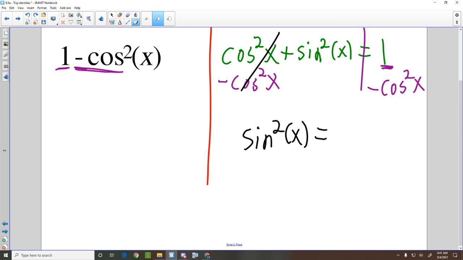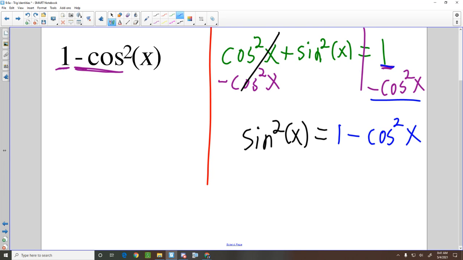Now on the right side, I had a 1, and then I subtracted a cosine squared. So 1 minus cosine squared of x. So this right here is still the same Pythagorean identity. I just rearranged one of those terms by moving it over. It's still that Pythagorean identity.